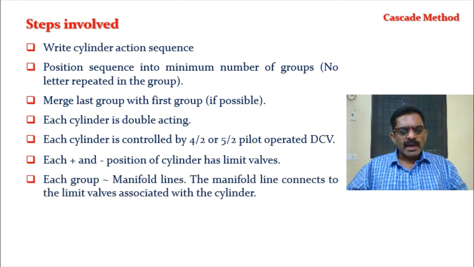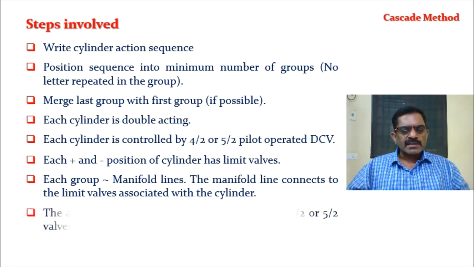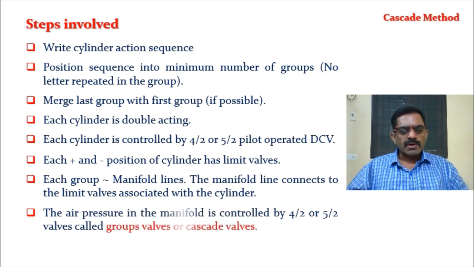And each group has manifold lines. Suppose you split your sequence into 3 groups, you can have 3 manifold lines. A manifold line is nothing but where you are going to get the pressurized line. So a manifold is a passage of pressurized fluid. You can have n number of manifolds, which should be equal to your number of groups. And the air pressure in the manifold is controlled by a 4x2 valve or 5x2 valve. These are known as group valves or cascade valves. So a group valve or cascade valve is one and the same.